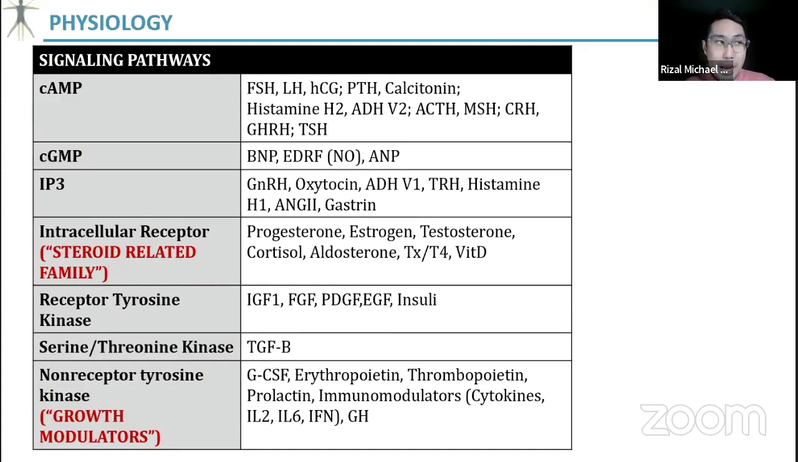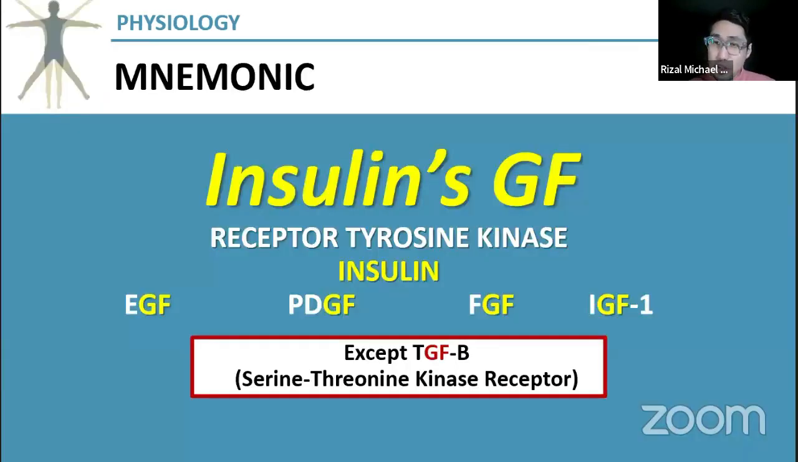Okay? So ang clue ko lang dito is, I know this is an overwhelming slide, pero let me help you with a mnemonic that I made, no? So insulin's girlfriend, insulin's GF, insulin together with lahat ng may GF, gumagamit ng receptor tyrosine kinase. So EGF, PDGF, FGF, IGF-1, except for TGF beta, because ang TGF beta gumagamit ng serine threonine kinase receptor.